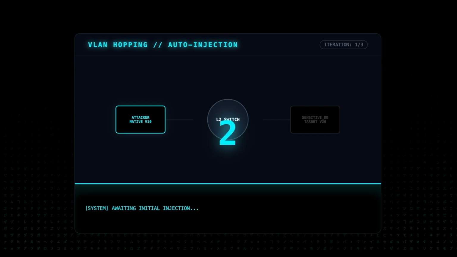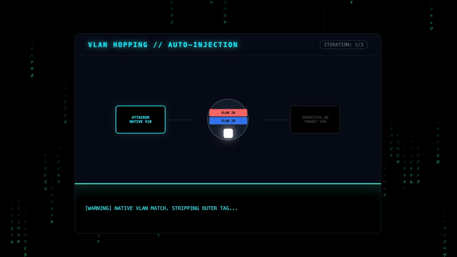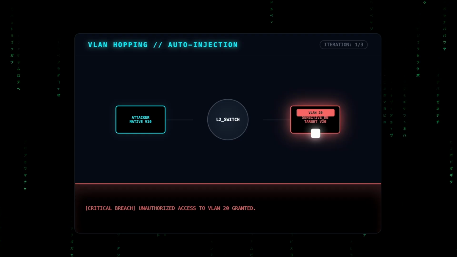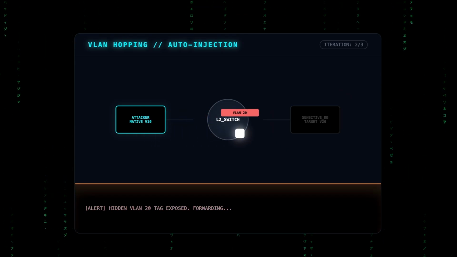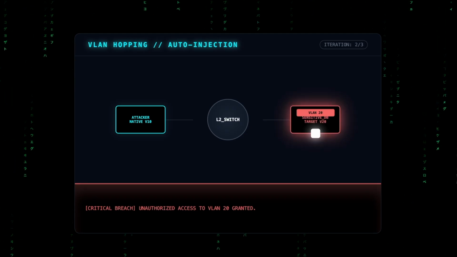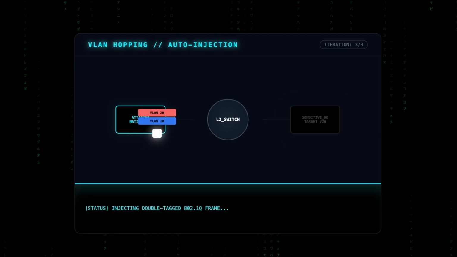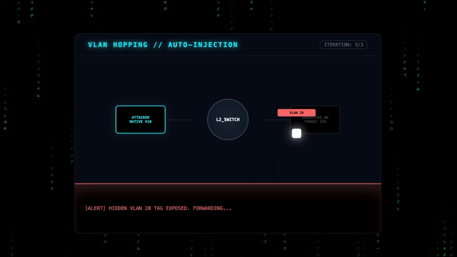I'm stuck in a low-privilege network. No access to sensitive systems. Nothing interesting. But I don't need permission, I just need a misconfigured switch. In seconds, I can hop into another VLAN and reach systems I was never meant to touch.